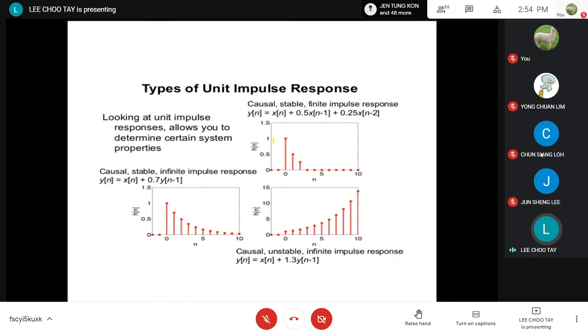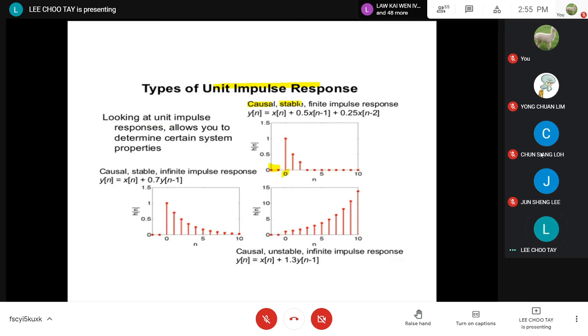Now, there are three types of unit impulse responses that we can have from a system. By looking at how it responds to my unit impulse input, we can determine the property of the system. In this example, number one here, the system is causal. Why causal? Because there is nothing until the time where n is 0. For n less than 0, we got nothing.